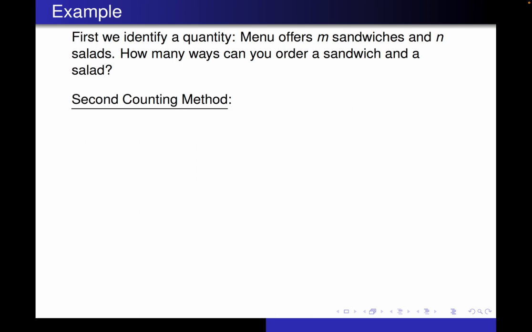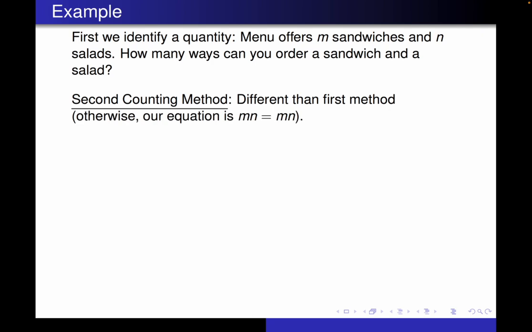All right, so for the second counting method, we're going to do something a little bit different. It's got to be different from the first method, because if it was the same, we'd just get M times N again. That would give us the equation M times N equals M times N, which is true, but what's the point? That's the most boring equation I've ever seen in my life, right? We want something slightly more exciting.